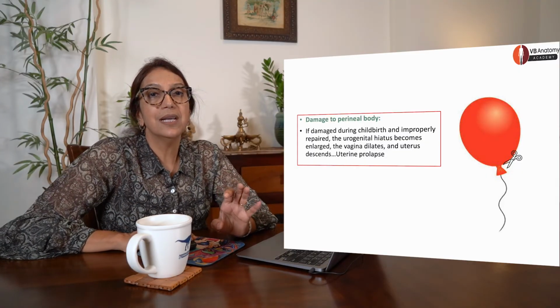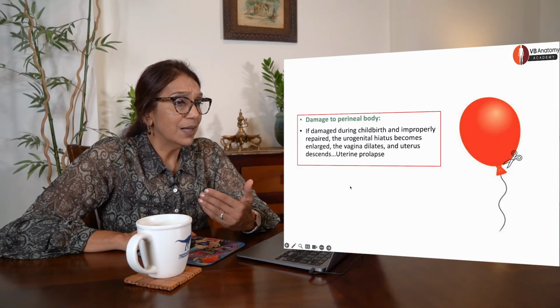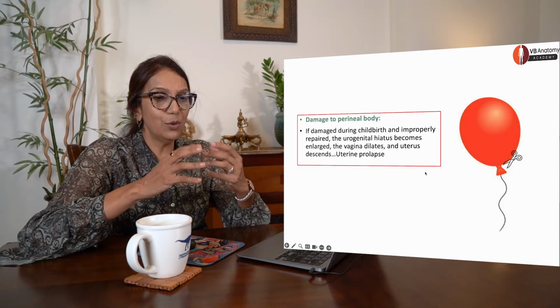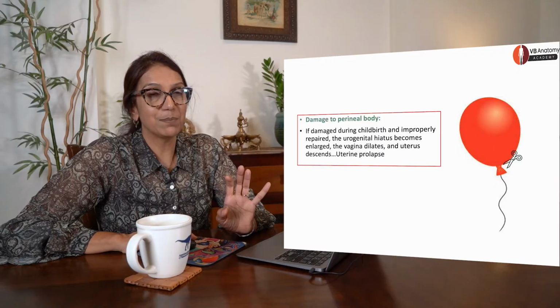Same thing happens in deliveries when women land up getting a damage to the perineal body, and if it's not repaired, then the vaginal opening becomes very large and the uterus begins to descend down, prolapse.